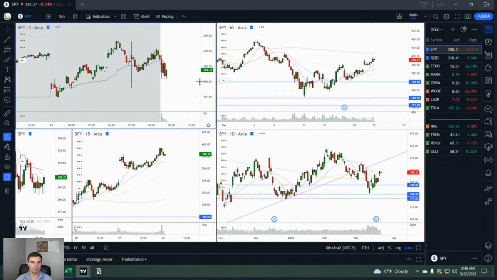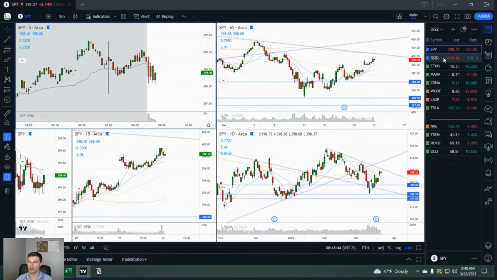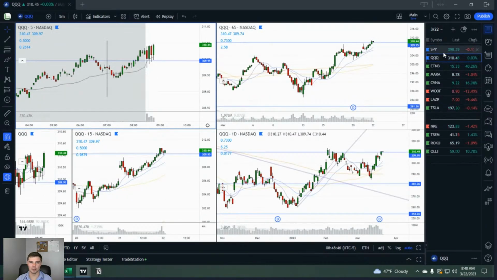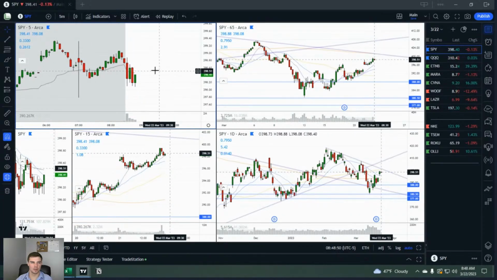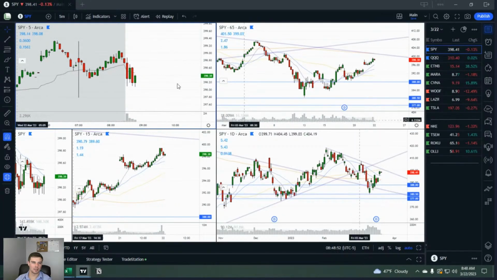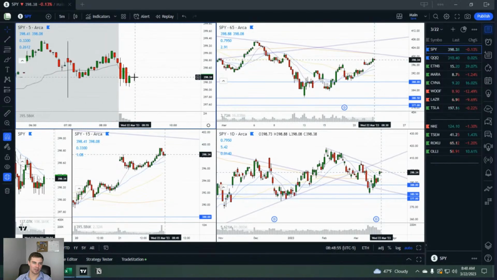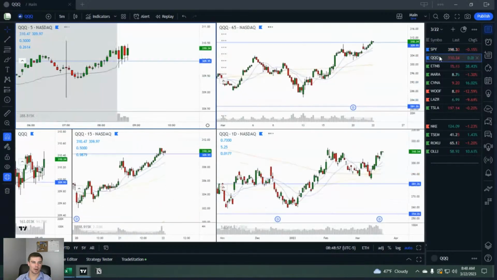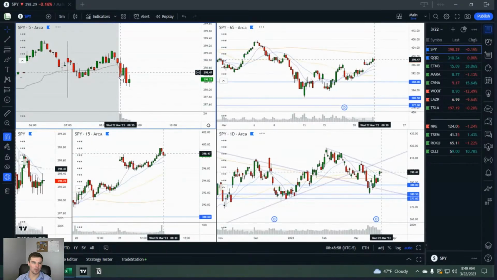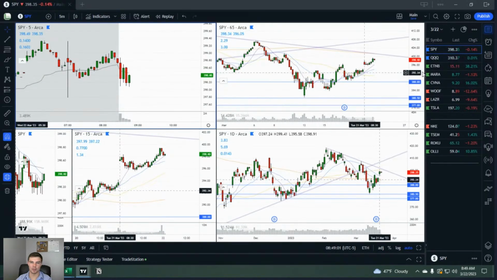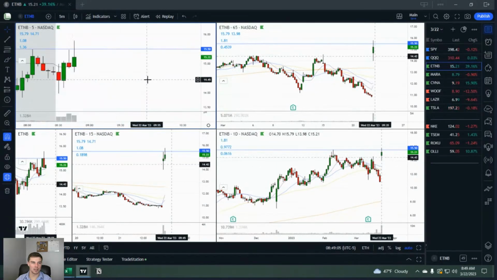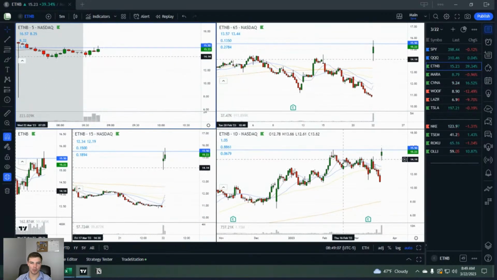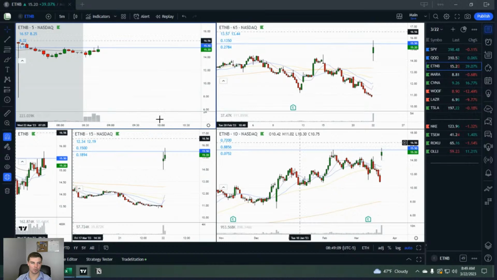Just stay patient. QQQ is at high of the day. SPY is not. So a little bit of a divergence in the markets. Just more chop. Oh my goodness. Wow. Red, green, red. Now we're getting another green. So very, very choppy. There's ETNB peekabooing right over that resistance and pulling right back down.